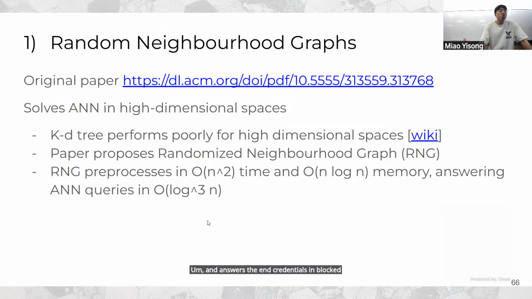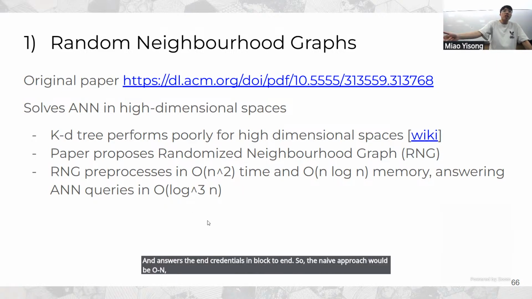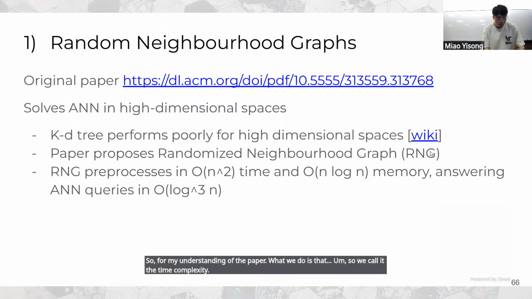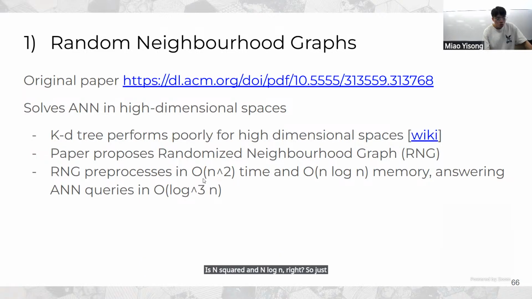The naive approach would be O(n), because we go through every single vector and find the vector that has the least distance to the query vector. I'll try my best to explain how this works. For my understanding of the paper, recall the complexity is n squared and n log n. Just keep these two metrics in your head when we go through the algorithm.